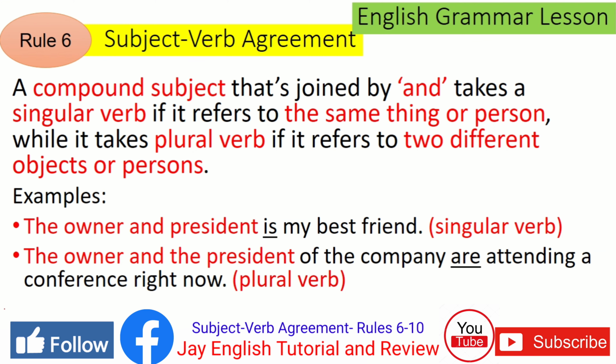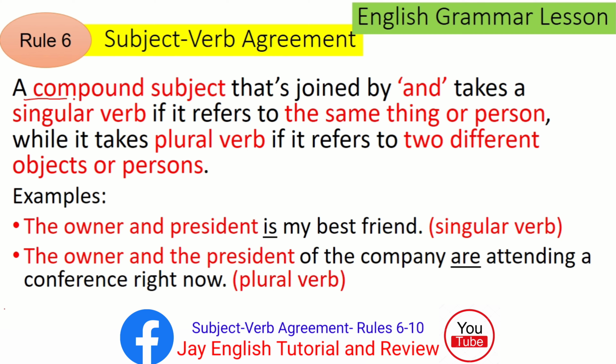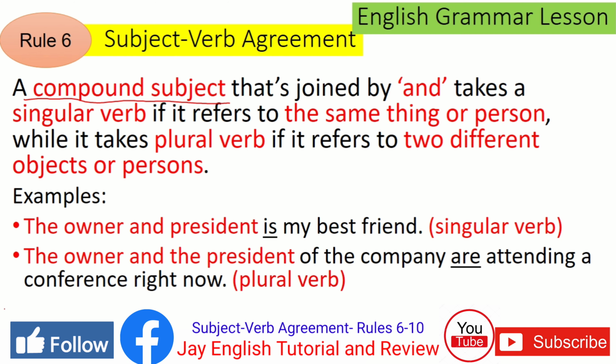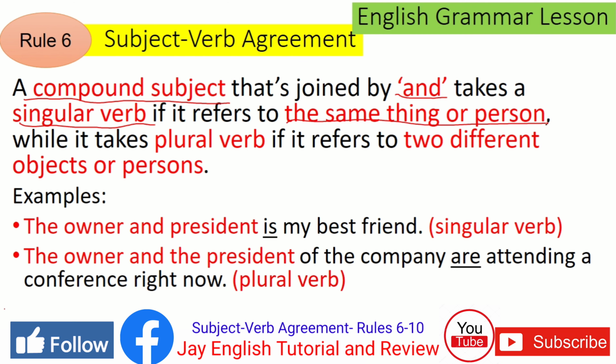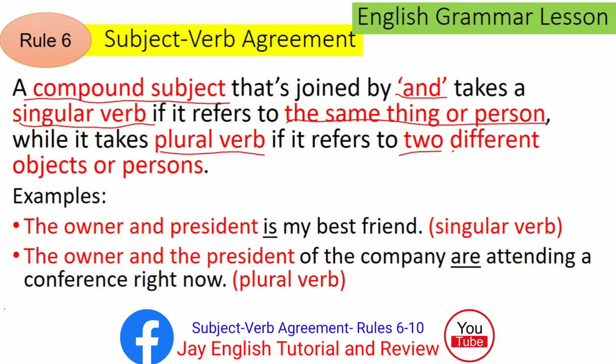Rule number 6 says a compound subject means two subjects that are joined by "and" or another coordinating conjunction, and takes a singular verb if it refers to the same thing or person, while it takes a plural verb if it refers to two different objects or persons.